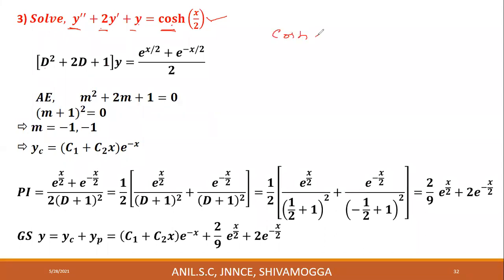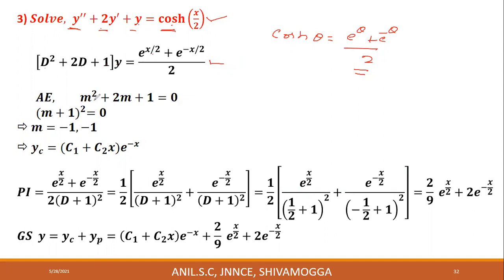Cos hyperbolic theta is equal to e power theta plus e power minus theta divided by 2. This is a known expression. Here theta is x by 2. Therefore, e power x by 2 plus e power minus x by 2 divided by 2.